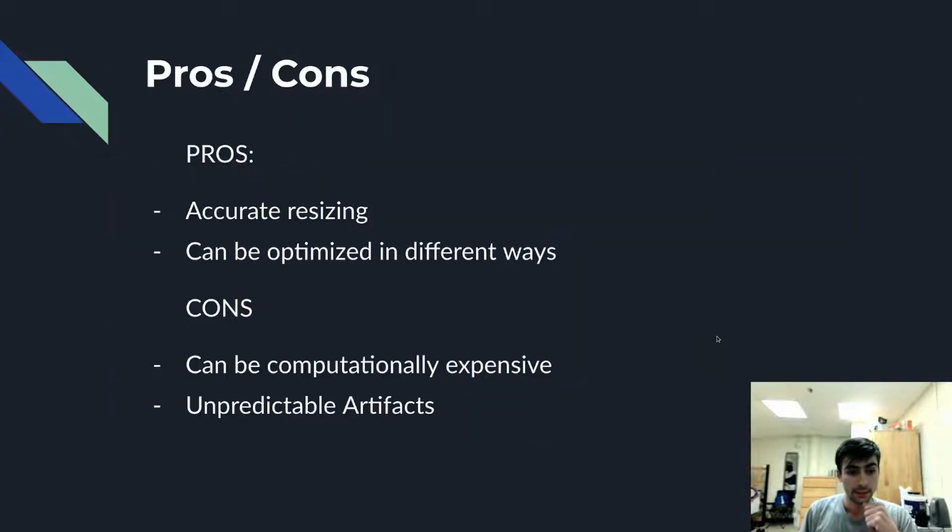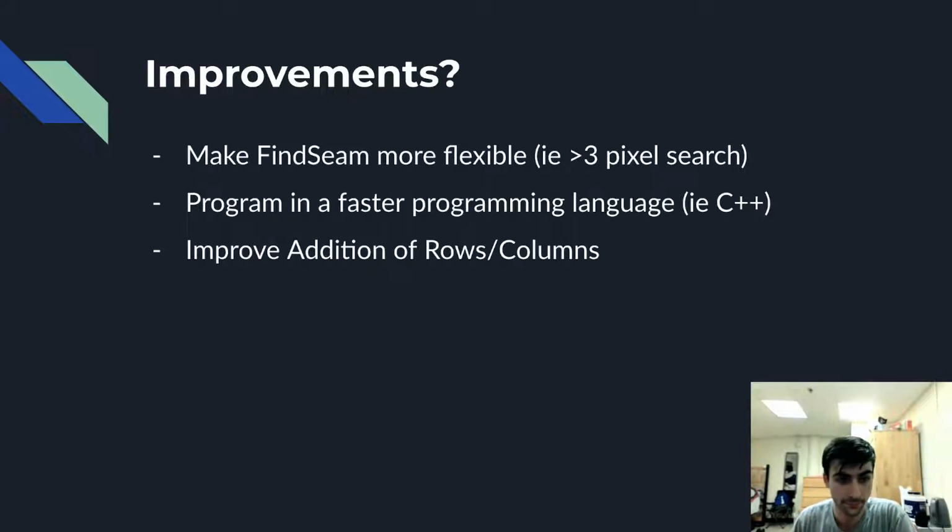So the pros and cons of this: you get accurate resizing without making much sacrifice, and you can also optimize the algorithm in small ways that I'll talk about in a second. But the cons are that it can be very computationally expensive and there could be unpredictable artifacts. One improvement we can make is to make find seam more flexible. Instead of doing 3 pixels, we can go 5 or 6 or more. That would make it more flexible going around larger objects.